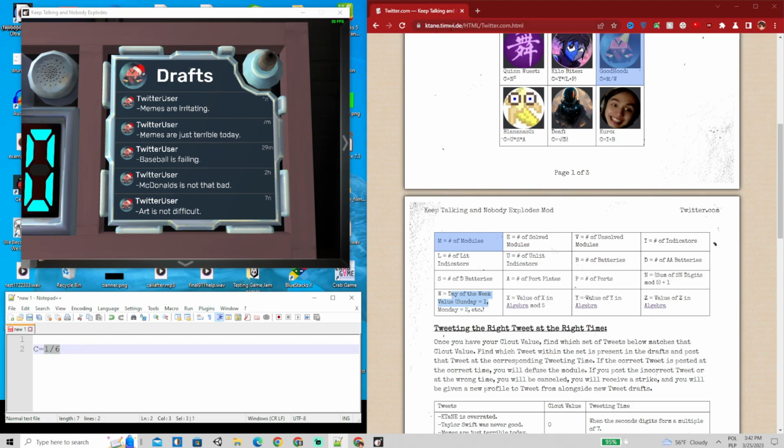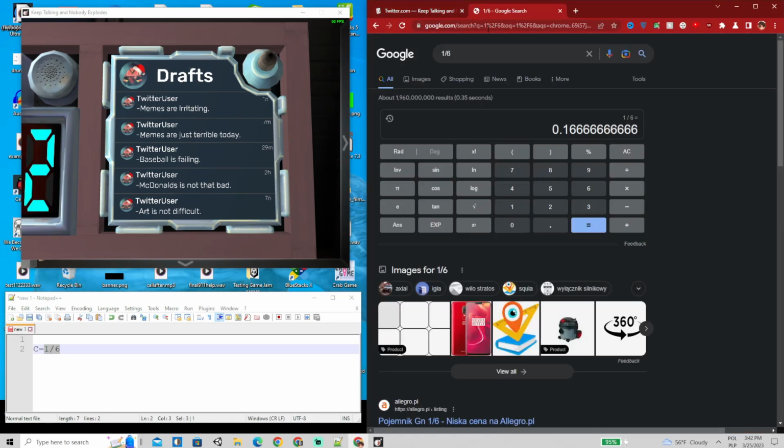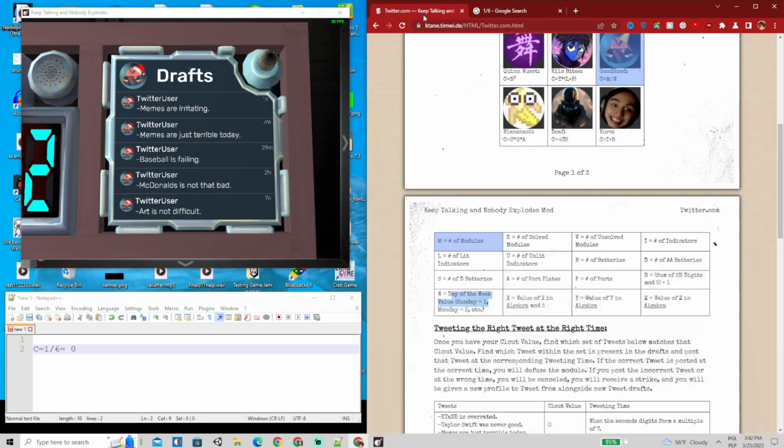So 1 divided by 6 would be 0.16 and then a bunch of numbers. If you get a number that has decimal points, for example 0.16, you'll pretty much have to remove the digits after the decimal, so you're going to be left with just 0.